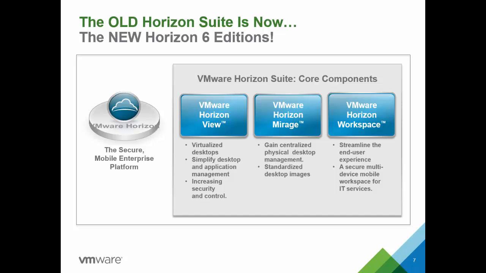Now, some of you may be very familiar with the old Horizon suite and some of the components of it. That has changed to the new Horizon 6 editions, which we'll talk about in the next slide. But the old Horizon suite consisted of the three core products primarily, which was Horizon View, which is your virtualized desktops, Horizon Mirage, which was your centralized image management for physical desktops, and then Workspace, which again gives you that one place for an employee to log in securely and have access to all their applications, data, and such. So that was the old Horizon suite and how it was kind of set up.